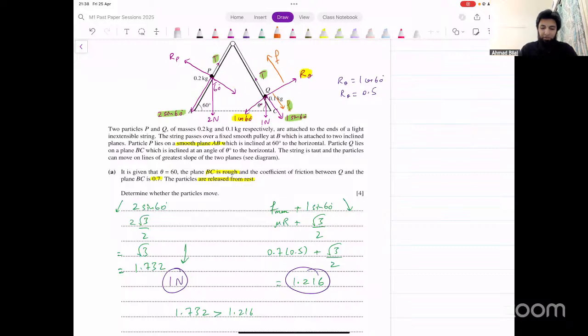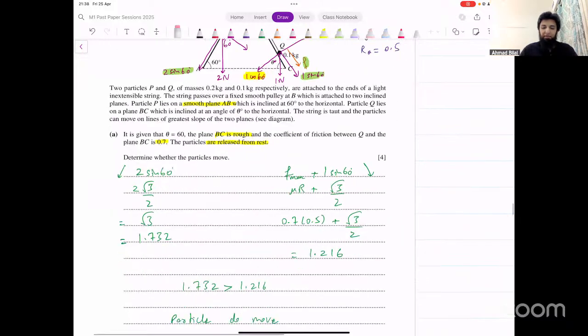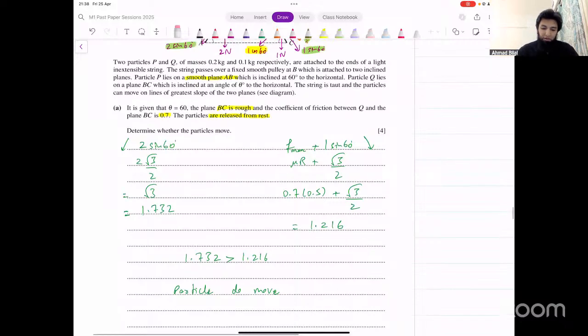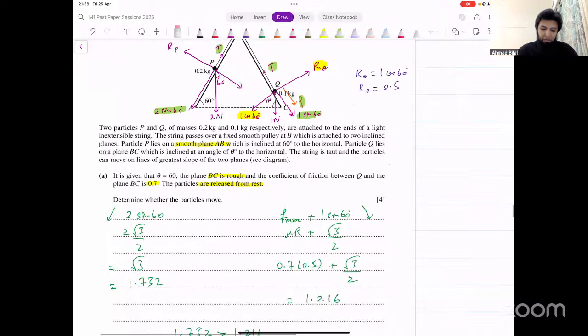So the takeaway is, since you have to determine whether the particles are moving or not, you have to consider these two forces separately and then see if that force is able to overcome friction or not. We are not comparing horizontal forces. We are comparing these forces. Force acting down the plane in this direction, force acting down the plane in the other direction. These are not horizontal. These are the forces acting along the surface.